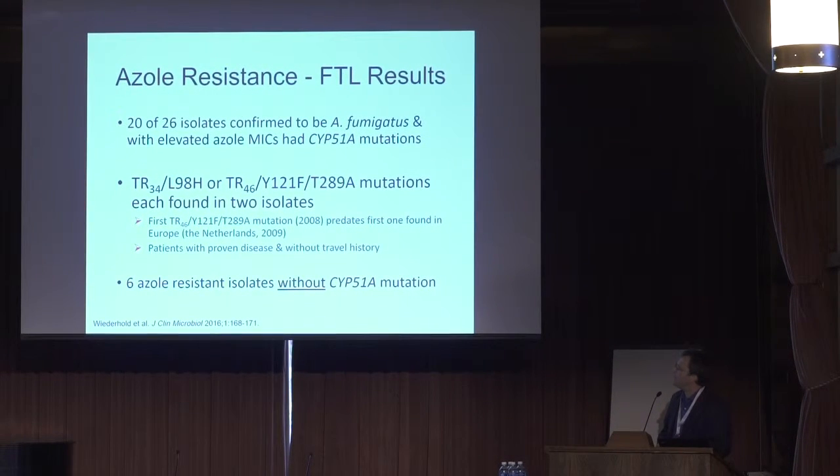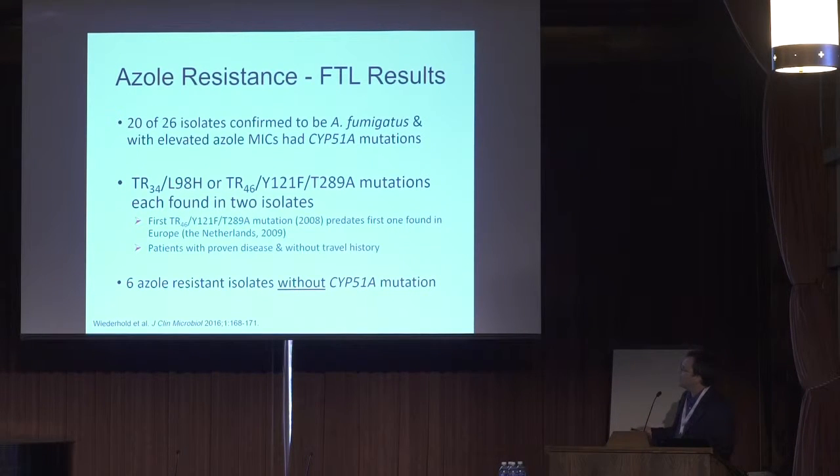About the same time that we were publishing our results, Jose Vasquez, who's here in the audience, published a case report in Antimicrobial Agents and Chemotherapy describing a patient, I believe from the Midwest United States, who also had invasive aspergillosis, and that isolate was resistant to voriconazole due to the TR46 mechanism of resistance. One other thing I want to point out is that in our collection of these 26 isolates, we had 6 isolates confirmed to be Aspergillus fumigatus that definitely had elevated azole MICs but were without a CYP51A mutation.